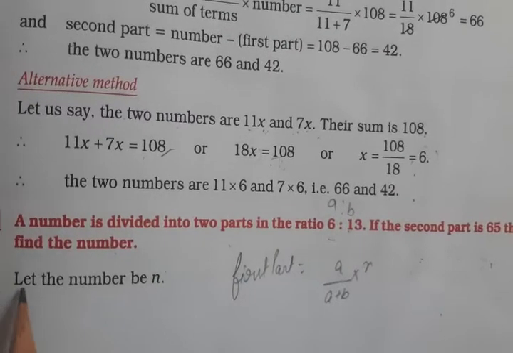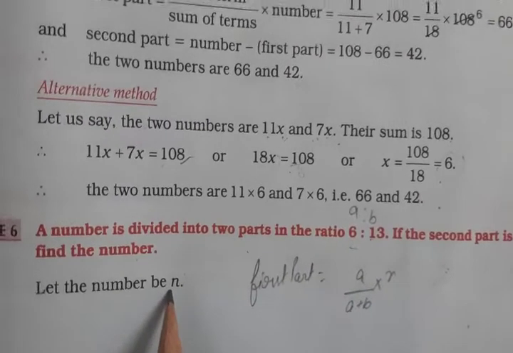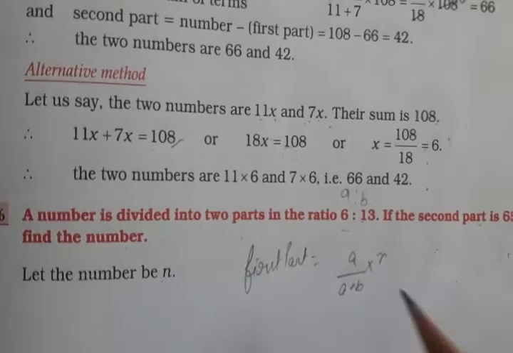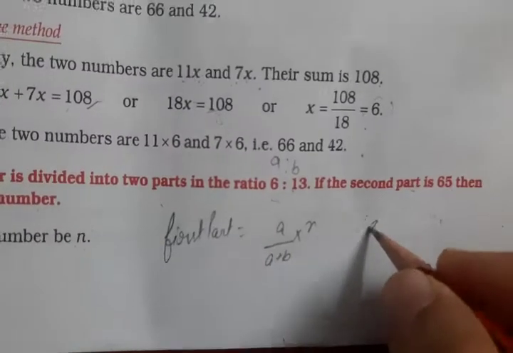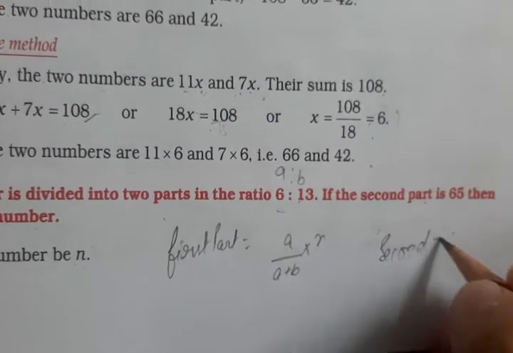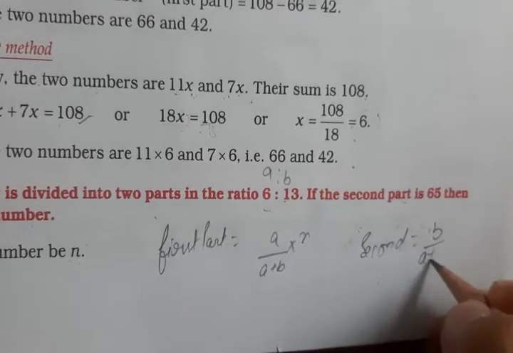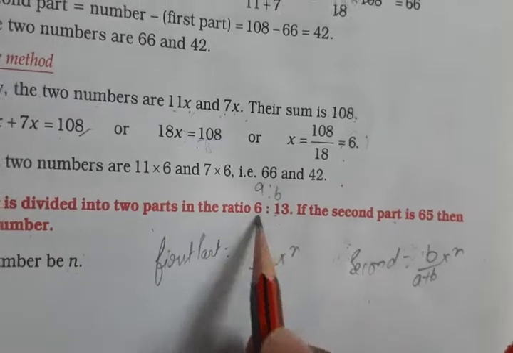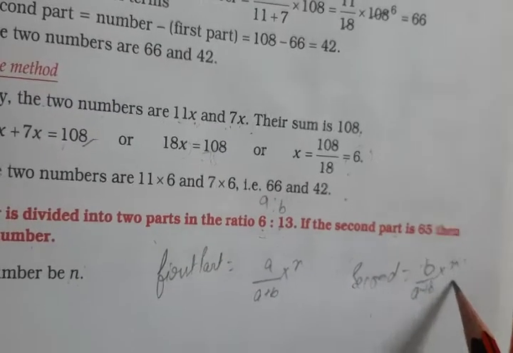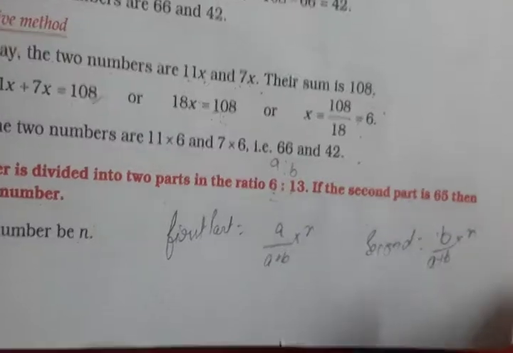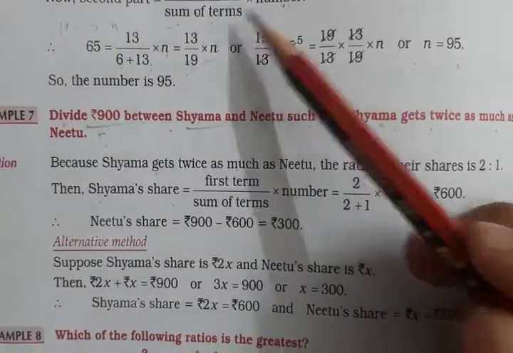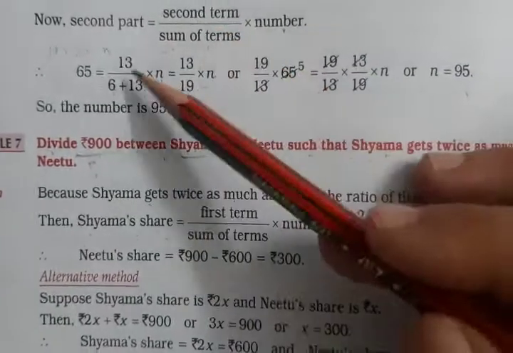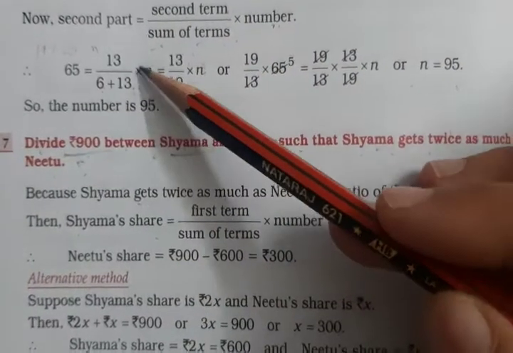How will we find it? Let us take the number as n. Now the second part is given; the second part is equal to b upon a plus b into n. Now here b is 13 and a is 6, and n we have to find, and the second part is given as 65. Now how to solve? The second part is 65, the second term is 13, and the sum of the terms is 6 plus 13, into n, which we have to find.